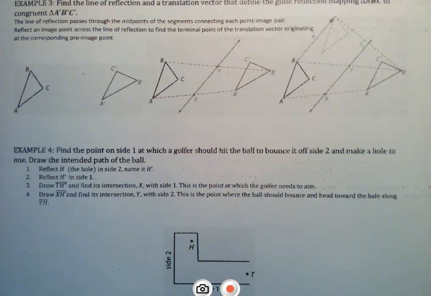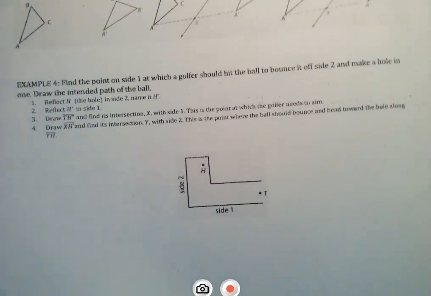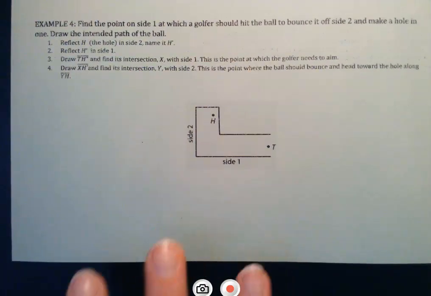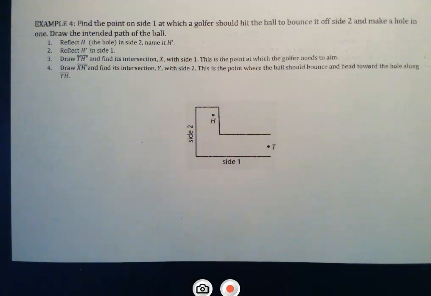All right. I'll leave that with there, I suppose. Then example 4 kind of gets into the fun real world example. It says, find the point on side 1 at which a golfer should hit the ball to bounce off side 2 and make a hole in 1. Draw the intended path of the ball.